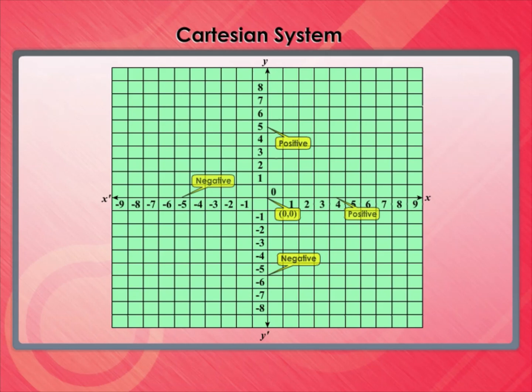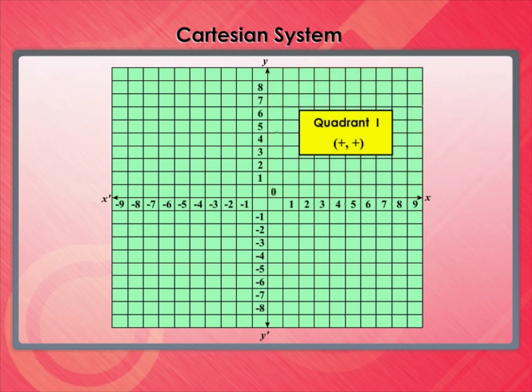X'X and Y'Y divide the Cartesian plane into 4 equal parts. These 4 parts are called the quadrants. XOY is named quadrant 1. In this quadrant, the x-coordinate as well as the y-coordinate have positive values. Thus, this quadrant is of the type plus, plus. X'OY is called quadrant 2. In this quadrant, the x-coordinate has negative values and the y-coordinate has positive values. Therefore, this quadrant is of the type minus, plus.